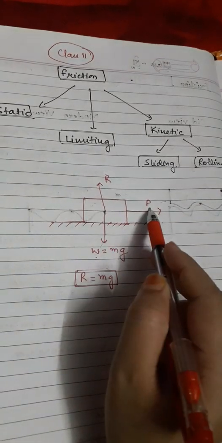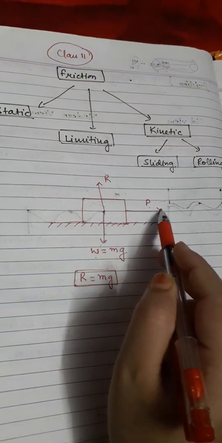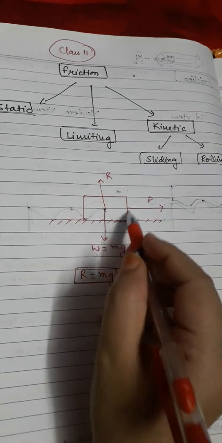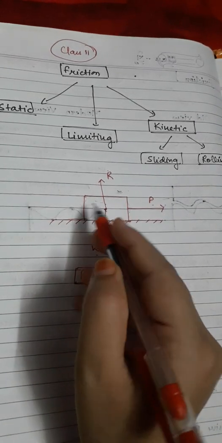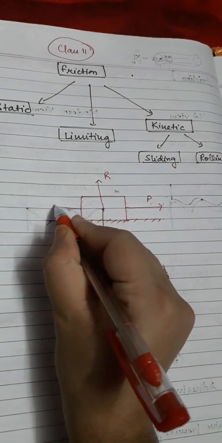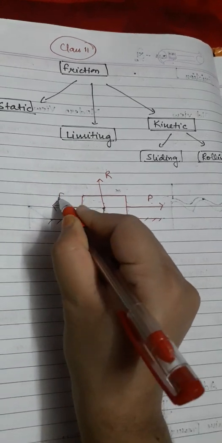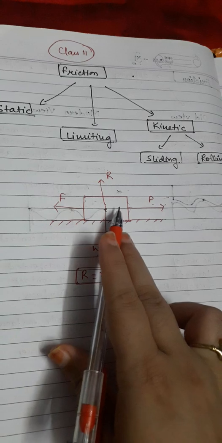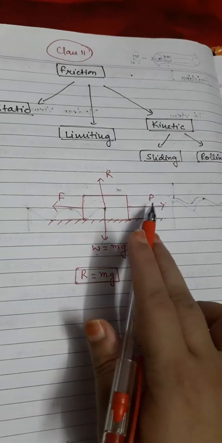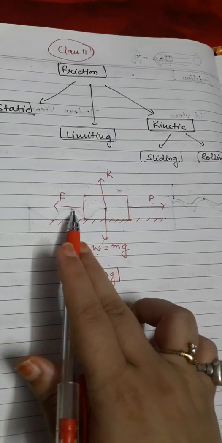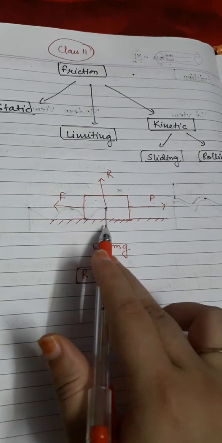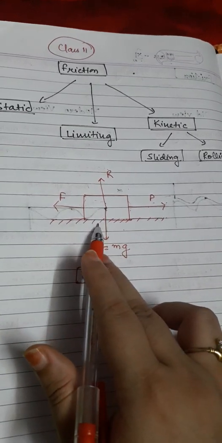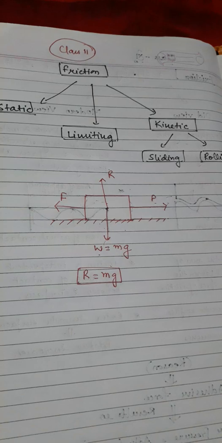But suppose I am applying an external force on the right side, but this box is not moving, because it might be possible that some force is also present over here which is opposing the relative motion of this block over the table. So this force is opposed by some other force which is present at the contact of the block and the table, and this force is called the frictional force.